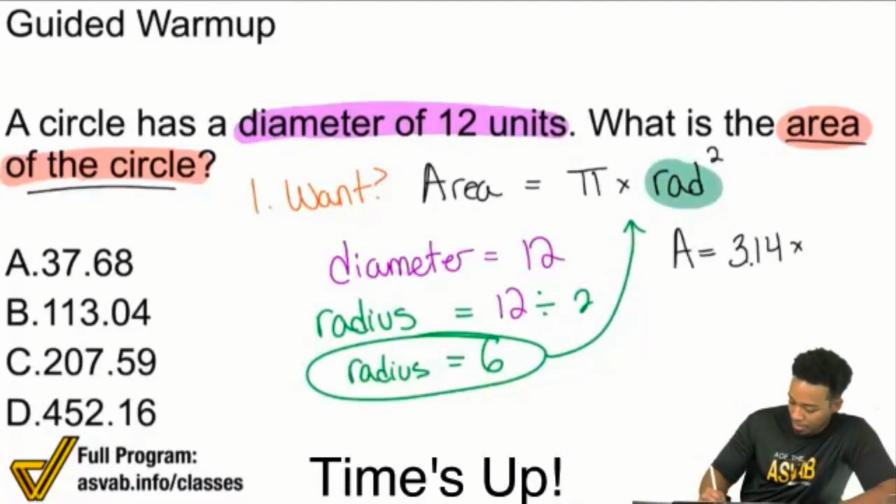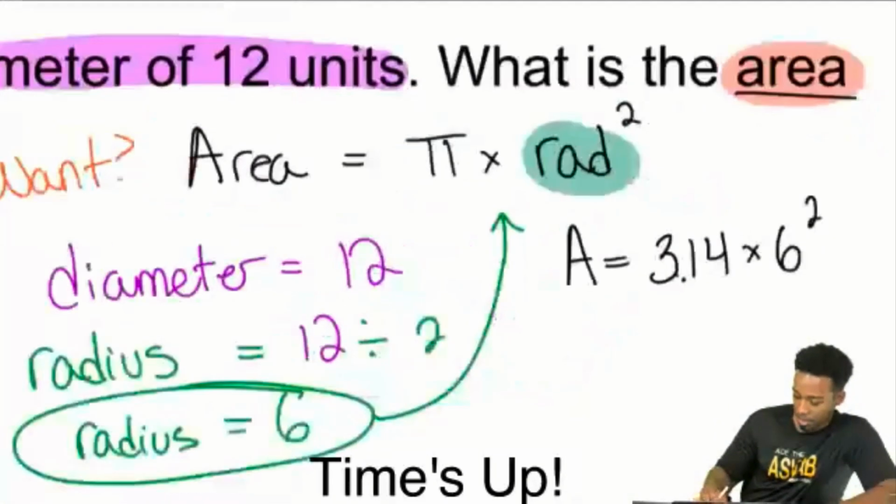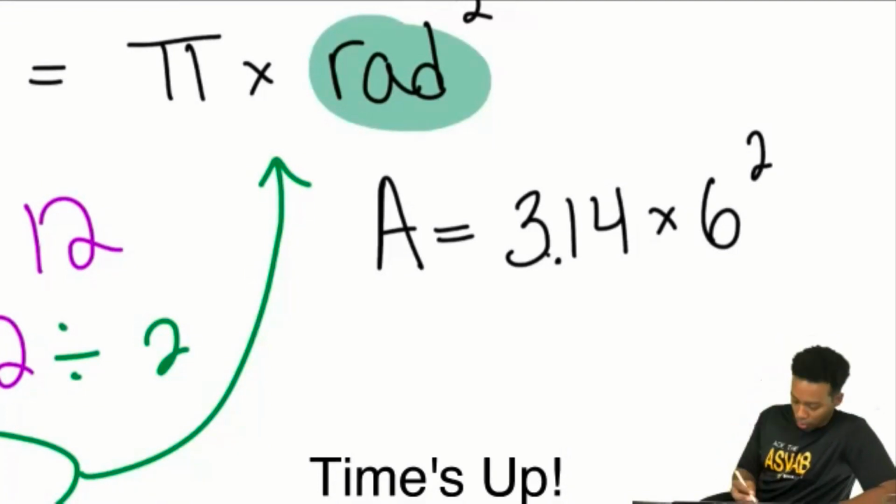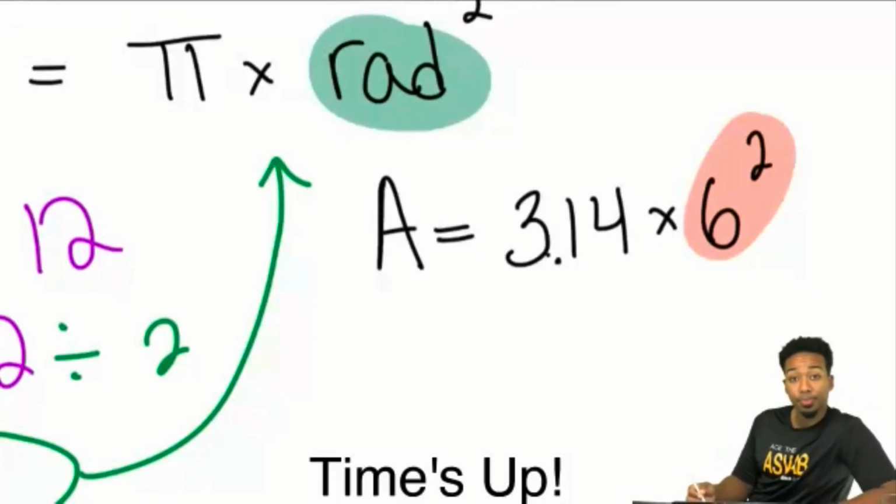multiplied by 6 squared. Now that we're here, are we going to do the 3.14 times the 6 or square the 6 first? Which one is it? Square the 6 first. There we go. Hit me. 6 squared.